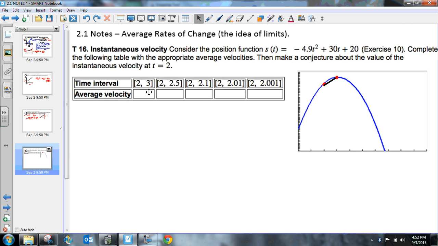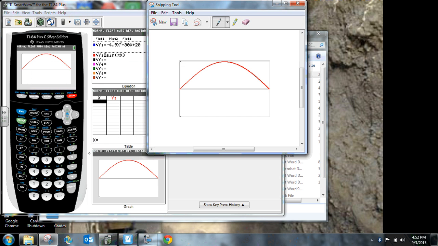But what I'm going to do is start putting in values closer to 2. Okay, I'm going to move this point closer and closer to 2 so that eventually the slope of the secant line gets really, really close to the slope of my tangent line. Okay, so what I want to do is I'm going to use my calculator. I need to find s of 2 first of all. Okay, let's do that. Let's go to our calculator.